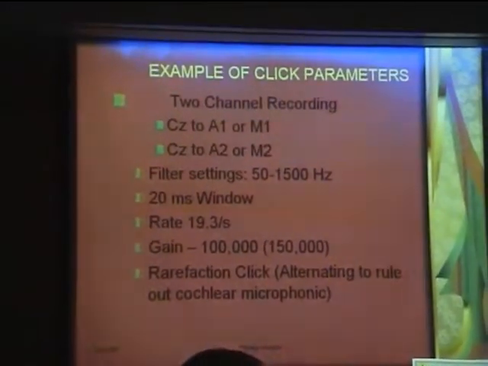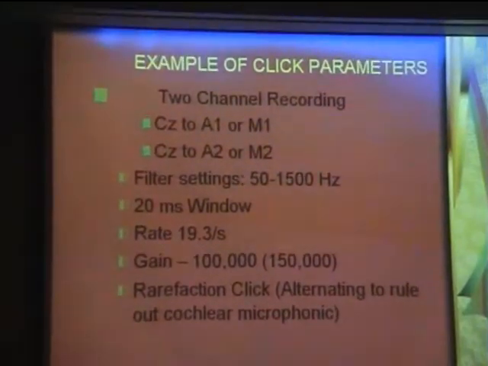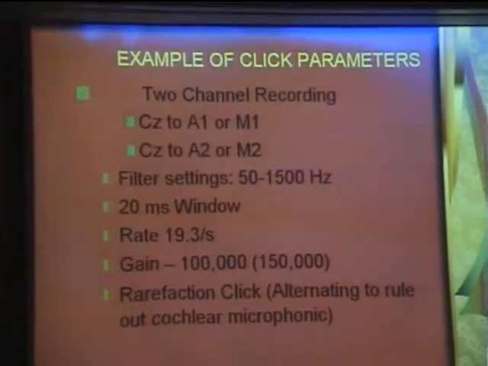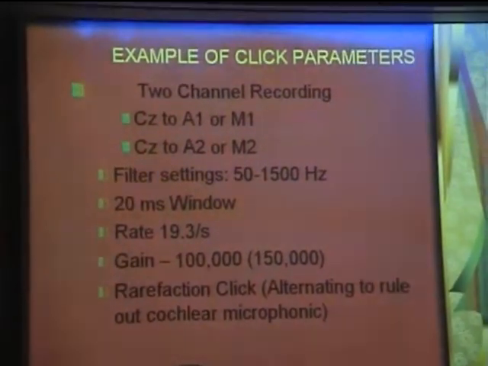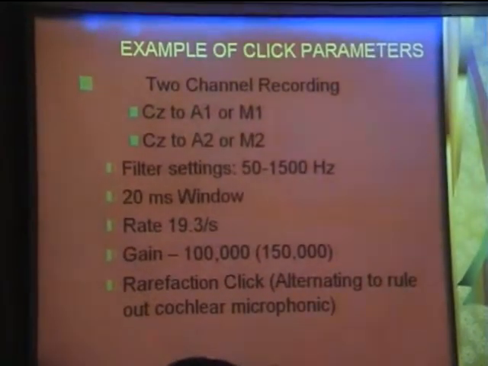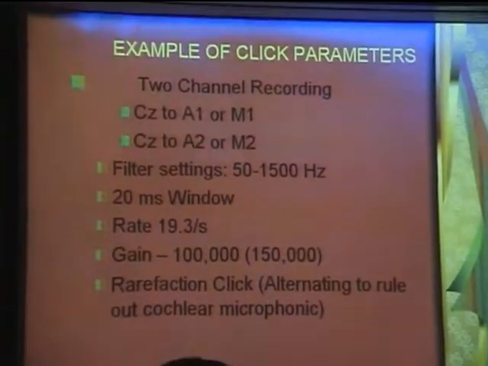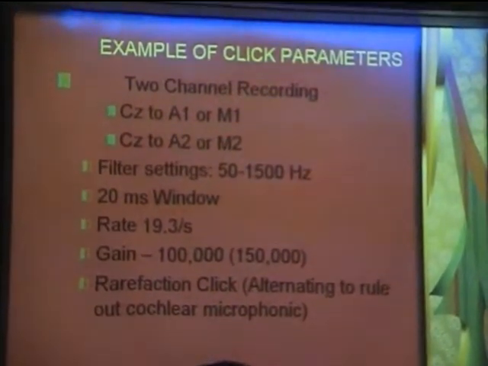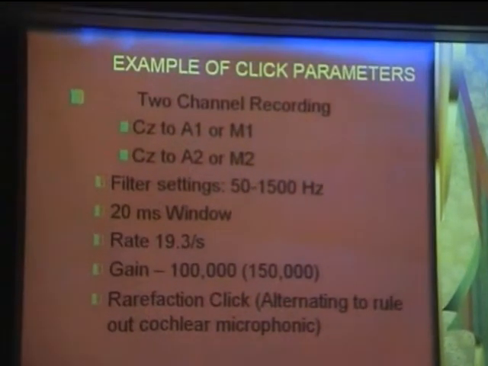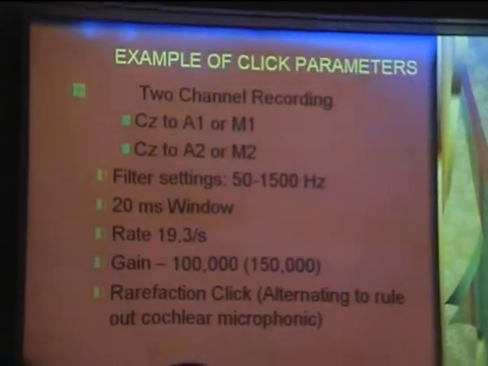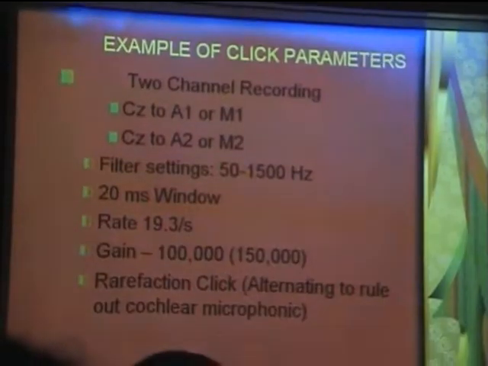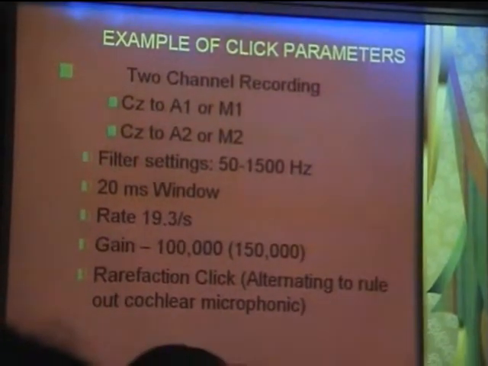These are the typical click parameters that we use. Of course, different centers can use different parameters, but these are the common parameters which we use, wherein we use 2-channel recordings, and the filter setup which we use is between 50 to 1500 Hz to get a robust response of wave V in children. We use a 20 millisecond window because in children, as we come down towards the threshold, the wave V latency increases, and in order to visualize wave V, we use a 20 millisecond window.